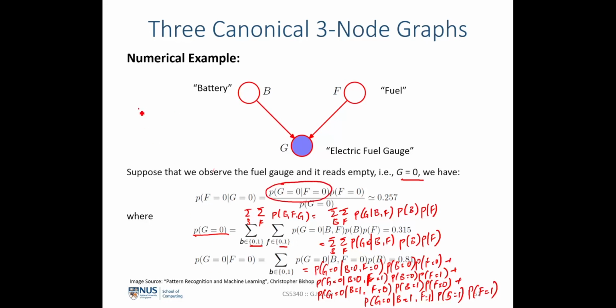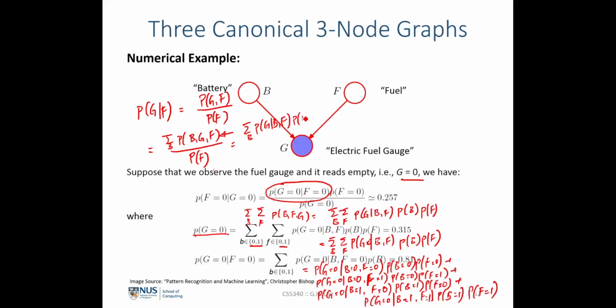and this is given by the conditional probability of F conditional upon G, which can be rewritten as the joint probability of G and F divided by the marginal probability of G, and that can be rewritten as, since B here is not found in this numerator term, we will have to marginalize over B over the joint probability distribution of B, G, and F divided by the probability of F. And this term here can be rewritten as the marginalization over B, following the graphical model, G conditional upon B, F multiplied by the prior probability of B and prior probability of F divided by the probability of F.